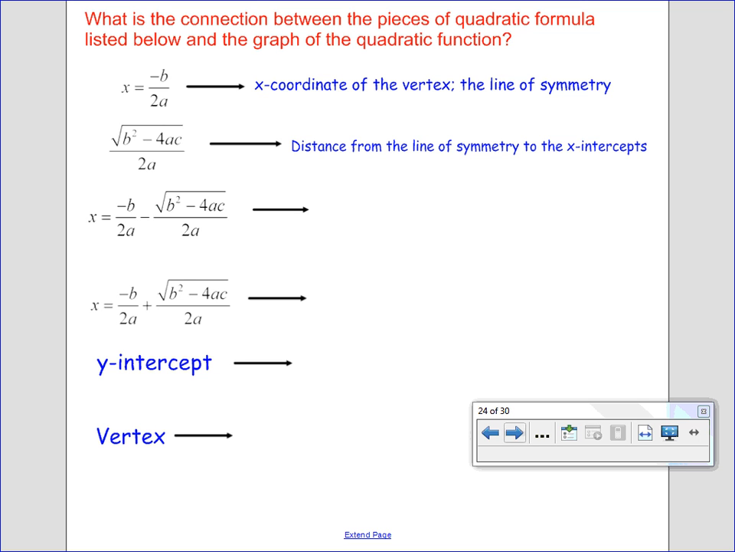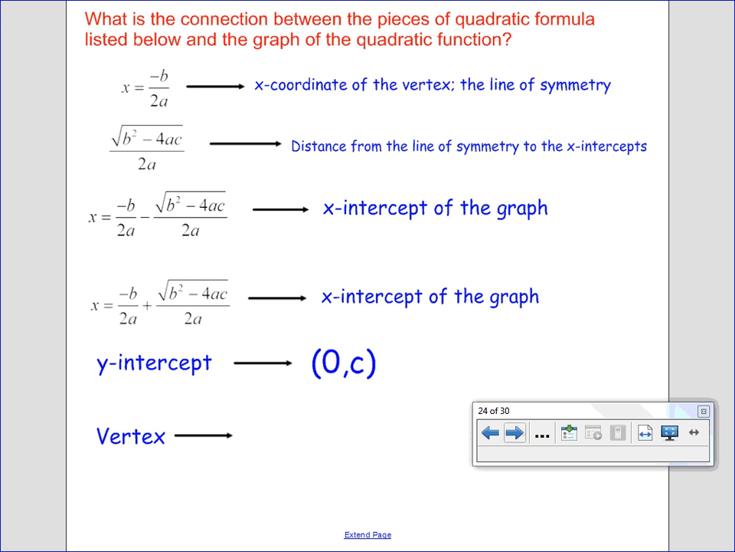If I put those two pieces together and walk to the left of the axis of symmetry and to the right of the axis of symmetry, I'll end up at the x-intercept of the graph. And so each of those x equals solution values, we already know to be the x-intercepts of the graph. The y-intercept from standard form is always 0, comma c. It's the constant value in my standard form quadratic equation set equal to 0.